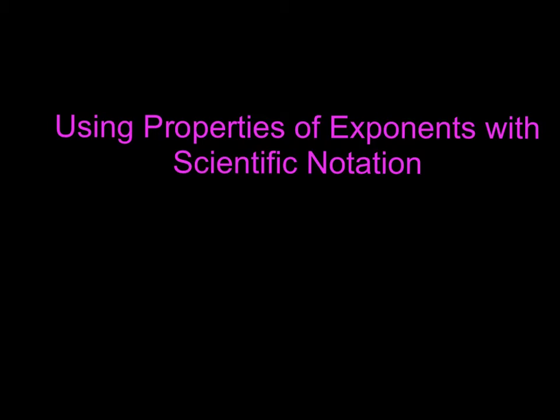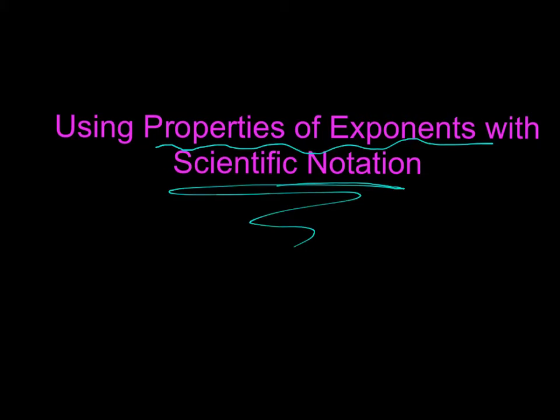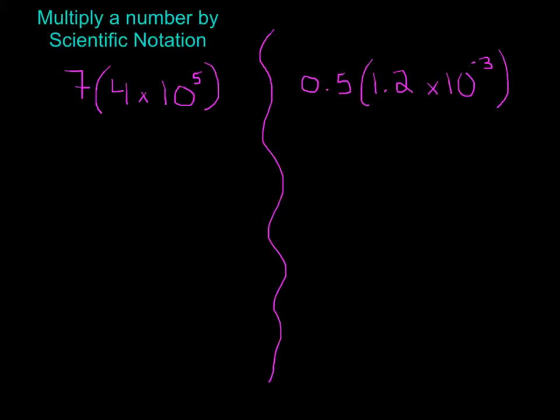In today's lesson, we will be using the properties of exponents to simplify expressions written in scientific notation. So in our first set of examples, in both of these we are multiplying a number by scientific notation. So basically just multiplying two numbers together, but one of them is written in scientific notation.